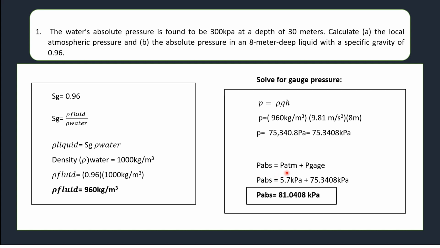Now we have the value of gauge pressure, and plugging that into our equation, absolute pressure is equal to atmospheric pressure plus gauge pressure. So 5.7 kilopascals plus 75.3408 kilopascals. The value of the absolute pressure is now 81.0408 kilopascals. That is the value of the absolute pressure in an 8-meter deep liquid with a specific gravity of 0.96. So that would be all, and thank you for watching.